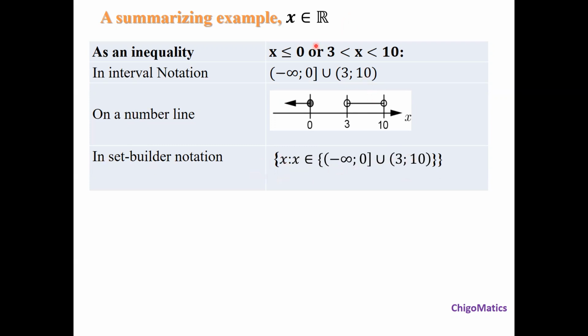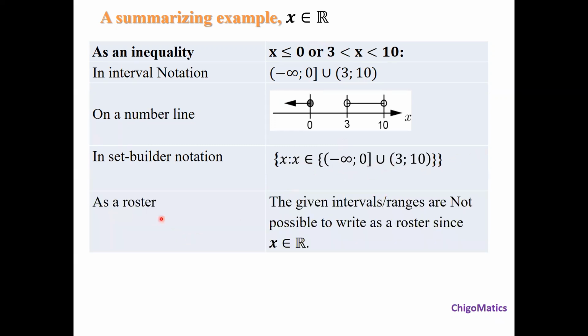This, as it is given, it is written like this. You need to understand this. Then when it comes to a roster, you know a roster, it has elements that are separated by semicolons. That means they are finite, they are discrete, they are exact. You can even count how many there are.